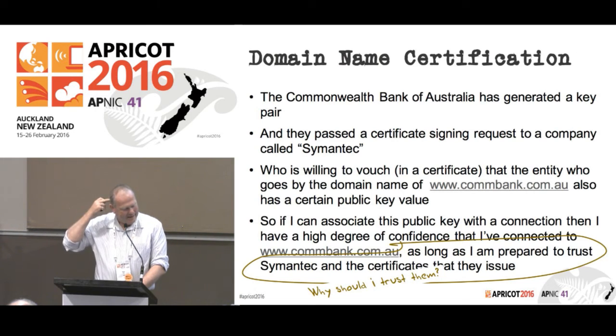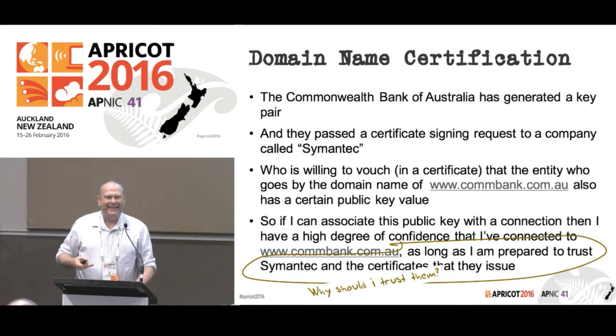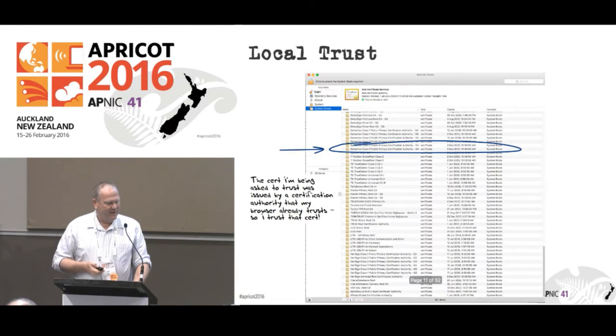So, I'm trusting Symantec, because that's really now what it gets to. So the only reason why I think this is my bank is that Symantec are willing to issue a certificate saying, combank.com.au owns this key pair, I've just given you the public key. Why should I trust Symantec? Well, I trust a lot of people, evidently.